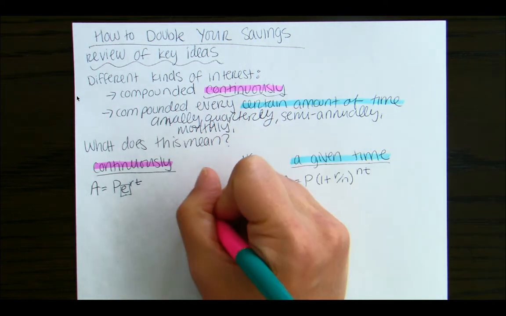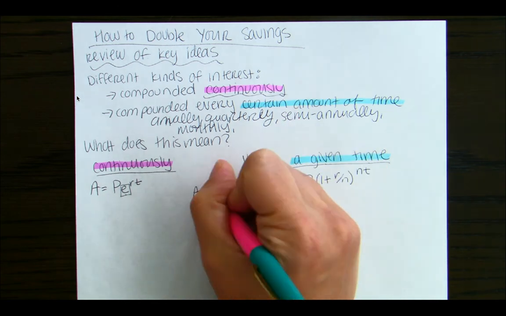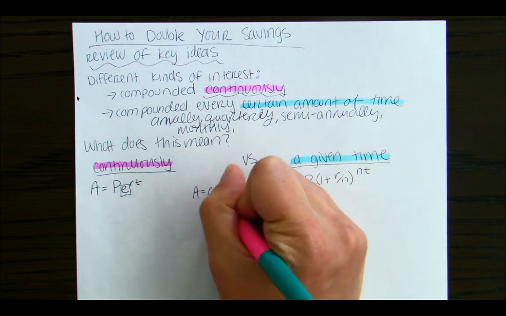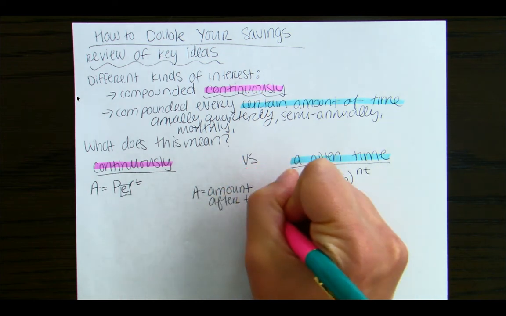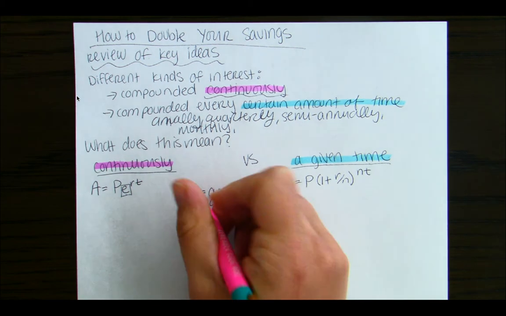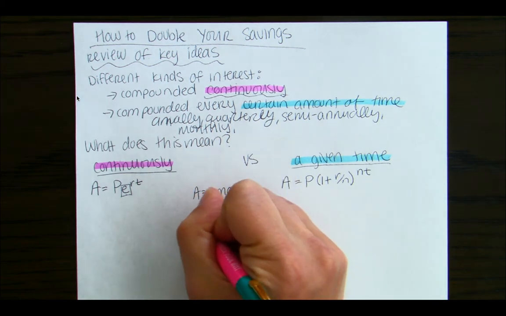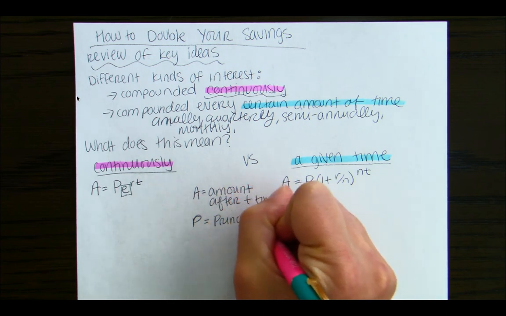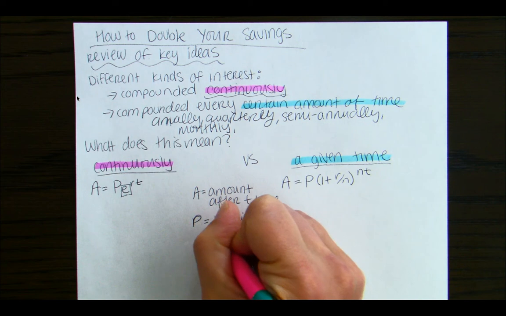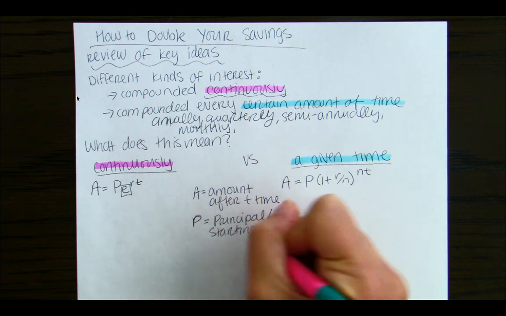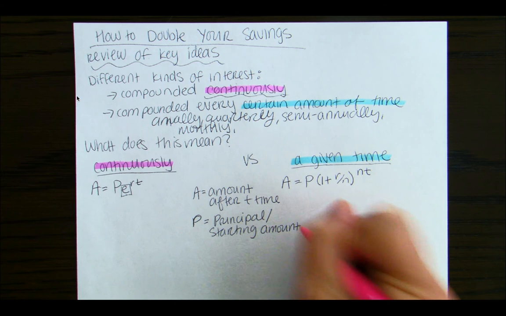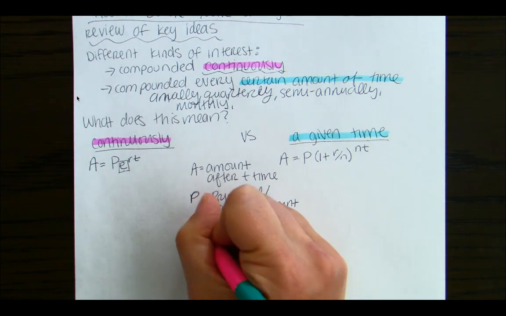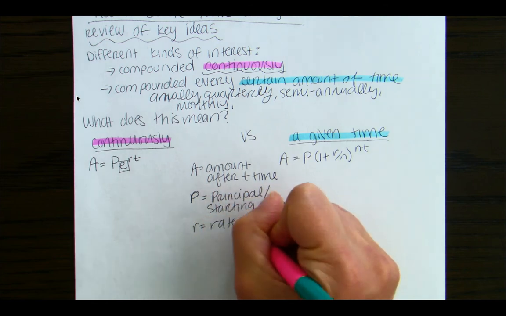So, for both of these, my A is the amount that I get after a certain amount of time. And then both have P, our principal, which is also our starting amount. So our starting amount is how much did I put in the account initially? From there, I have r, which is my rate. We need to always write this as a decimal.